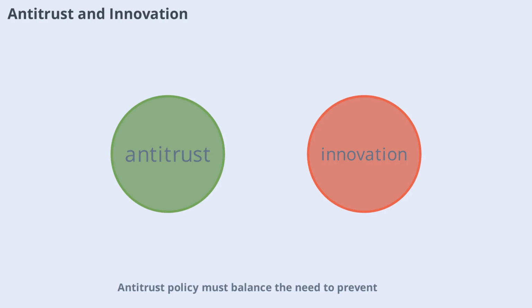Antitrust policy must balance the need to prevent market abuses with the desire to encourage innovation. Overly aggressive enforcement can stifle creativity, while lax regulation can allow harmful monopolies to form. Policymakers strive to create an environment where innovation thrives alongside healthy competition.